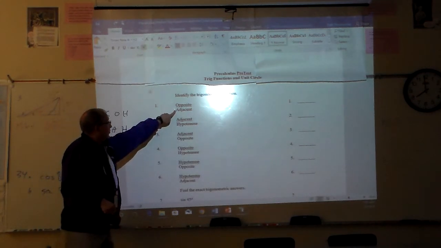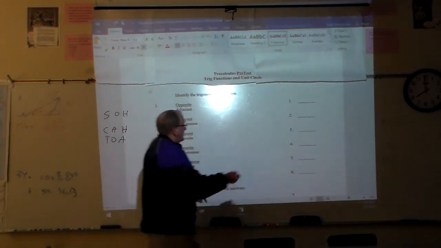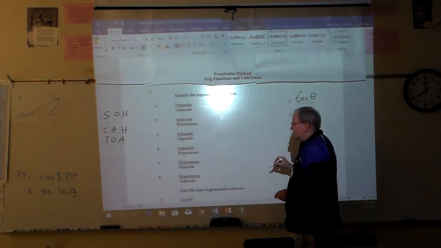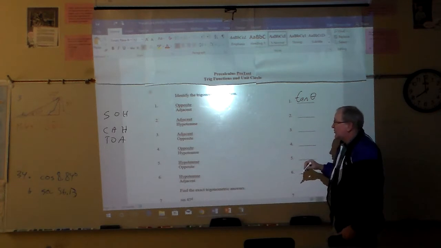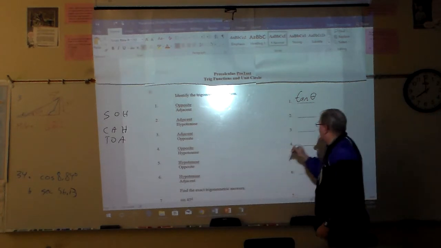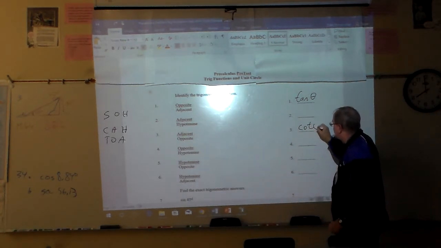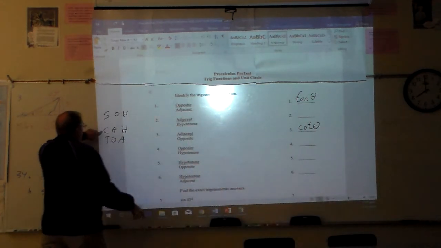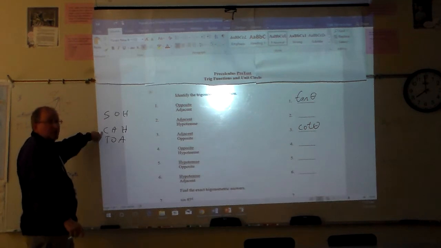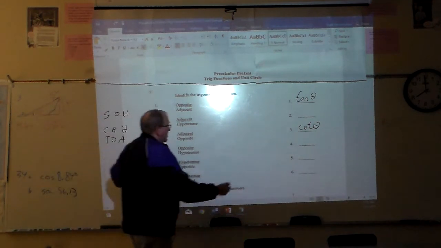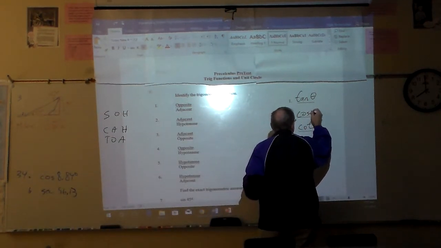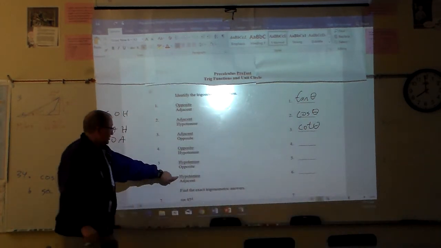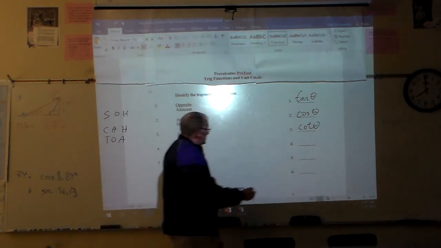So opposite over adjacent would be the tangent, and the reciprocal of tangent is the cotangent, which means it would be adjacent over opposite. So I'll go ahead and put cotangent right here on number 3. The next one here we have adjacent over hypotenuse. That's with the C, which you have to remember is cosine, because there are 3 that start with C. So this is cosine. And the reciprocal of the cosine is the secant. So the hypotenuse over adjacent will be this number 6.